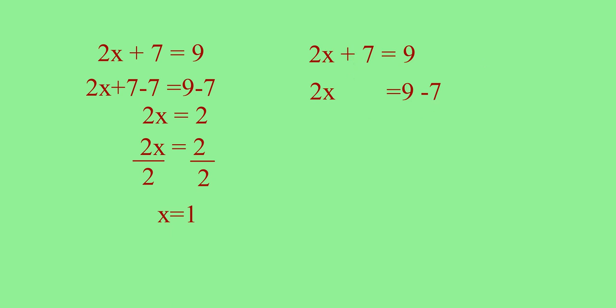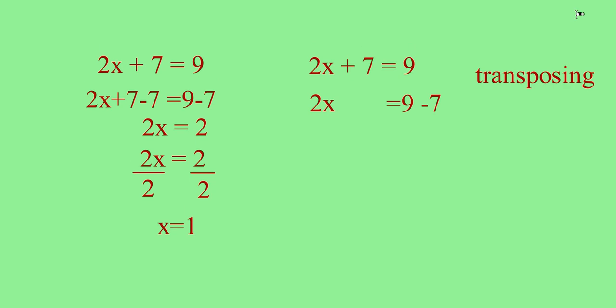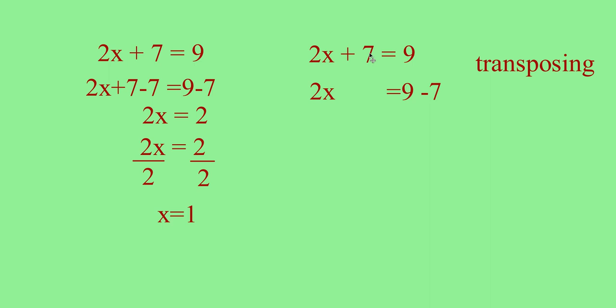Taking one number to the other side of the equal sign, we call transposing. So we transposed 7 to the other side. Now you have to transpose 2. When we remove 2, the other side will be 2 by 2. Why is it 2 by 2? Because 2x means 2 into x. Into will become divide.